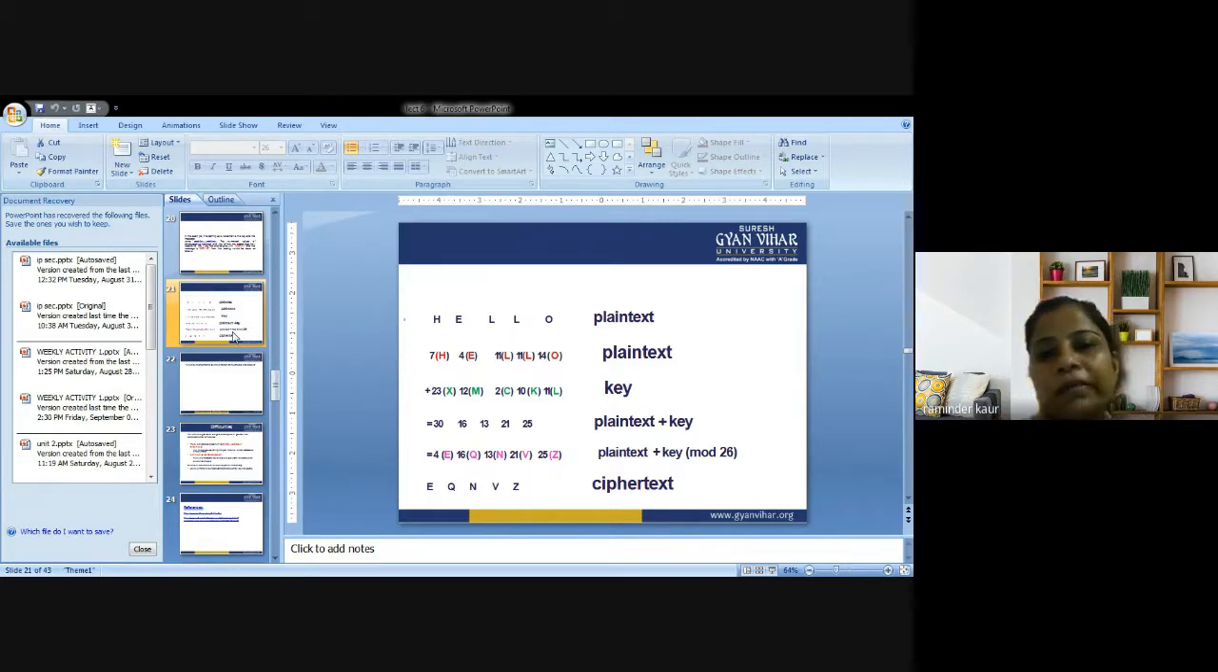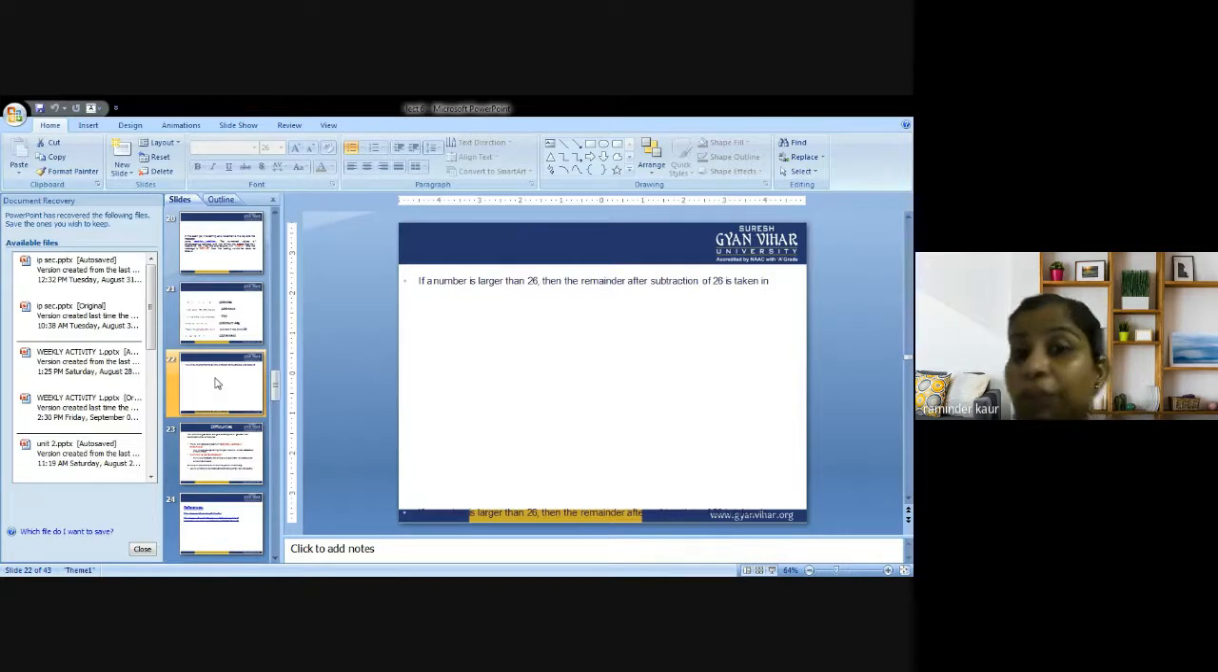So what would be my result? 4 is represented by E. 16 has the alphabetic representation Q. 13 is represented by N, 21 is V, and 25 is represented by Z. So this is the way we convert plain text into ciphertext using the OTP technique. This is the practical representation of the same. If a number is larger than 26, then the remainder after subtraction of 26 is taken. This is the condition given with this technique.